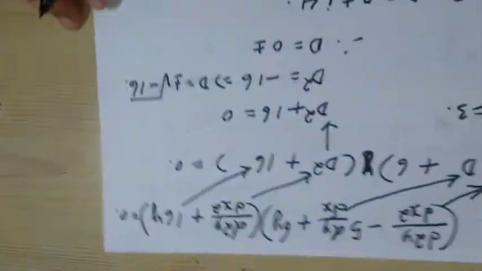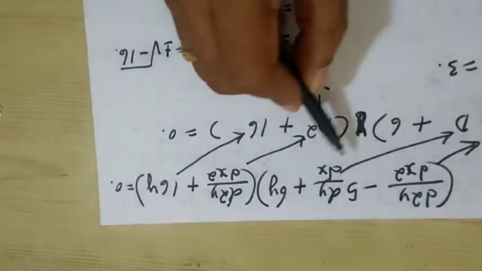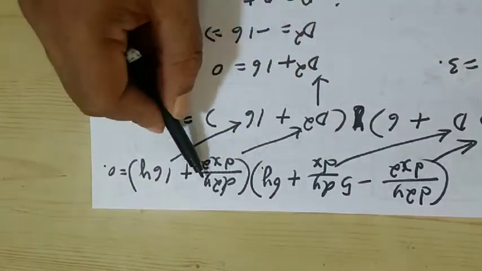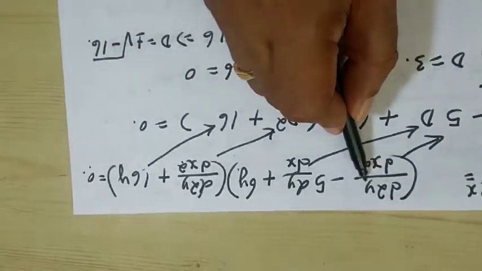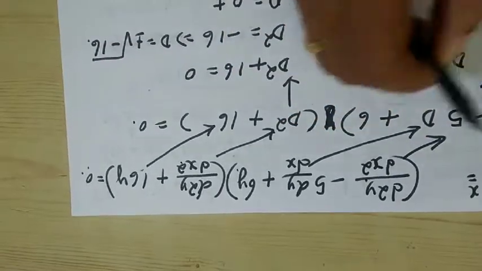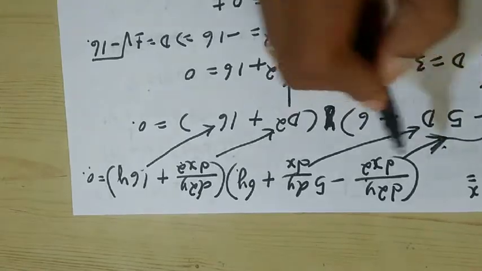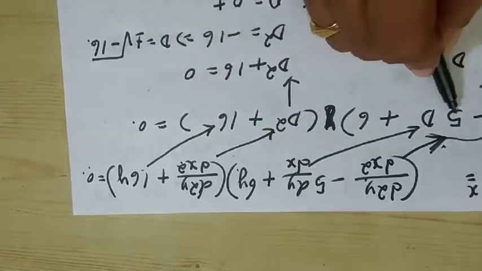Now let us go to one more example. d squared y by dx squared minus 5 dy by dx plus 6y, into d squared y by dx squared plus 16y is equal to 0. Now y is differentiated 2 times, so the power of D must be 2. Power of D is 2. Y, minus 5, write that as it is.